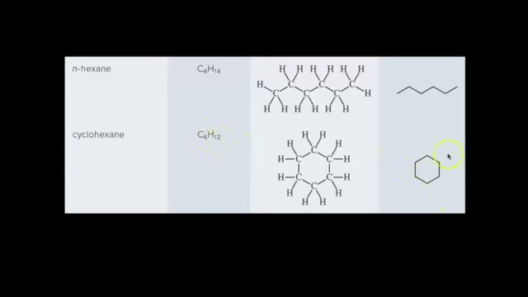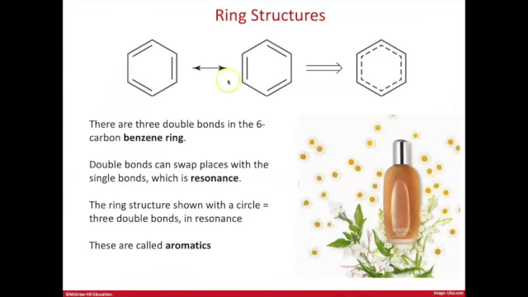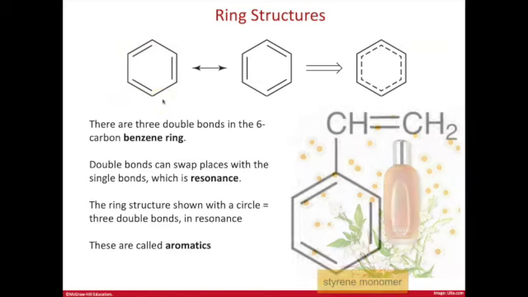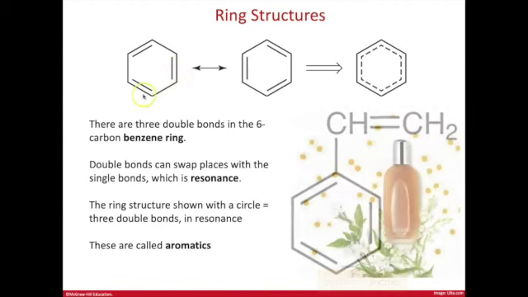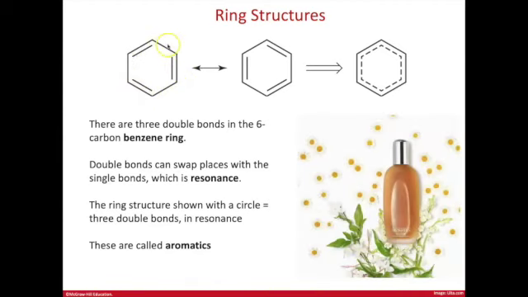This line angle drawing for cyclohexane is not a hexagon, so it's a quicker way to draw all of those carbons and hydrogens. A 6-carbon ring with 3 double bonds in it is called a benzene ring. We saw this before in the styrene monomer that forms polystyrene. So this represents 6 carbons and 3 double bonds.